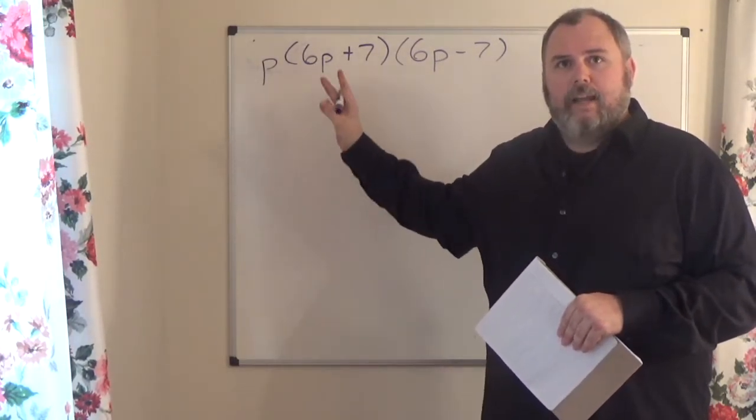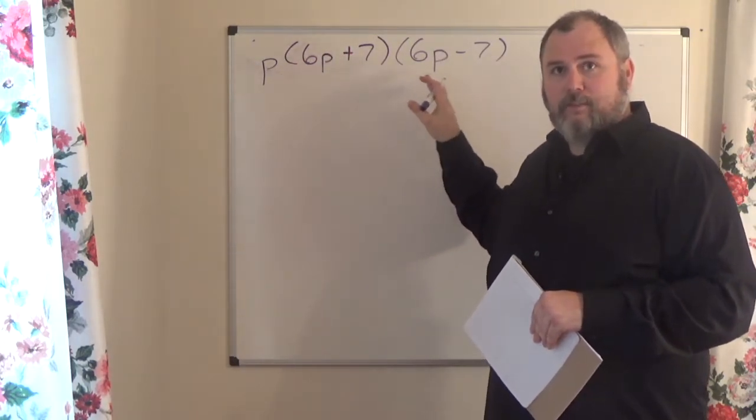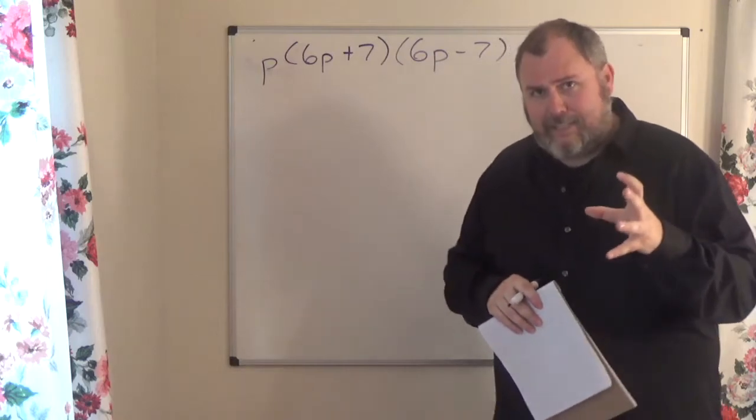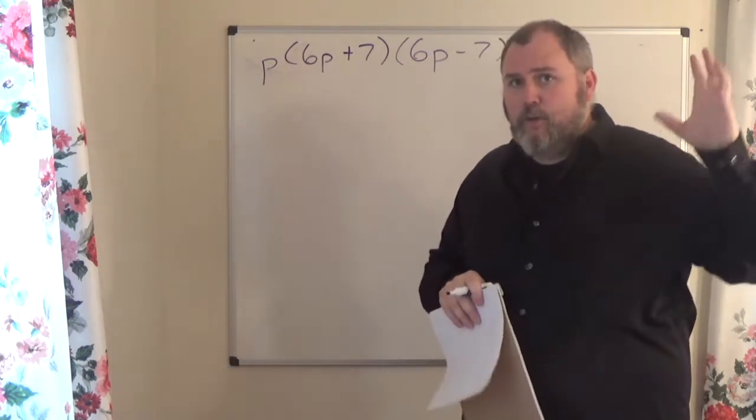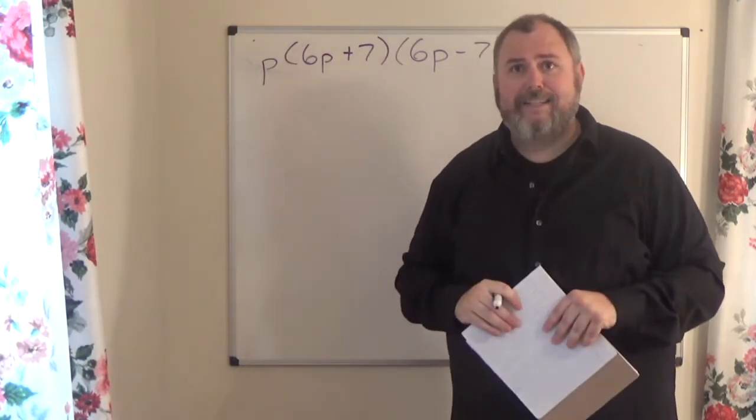So, p times 6p plus 7 times 6p minus 7. Your instinct is probably telling you to multiply this guy and this guy first. That's probably your instinct.